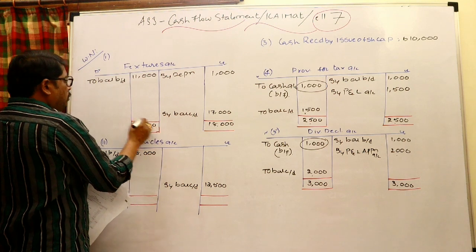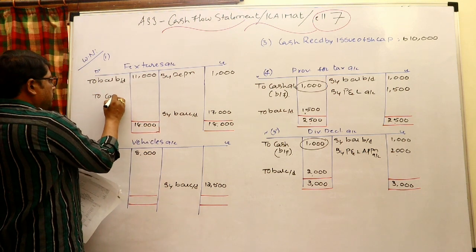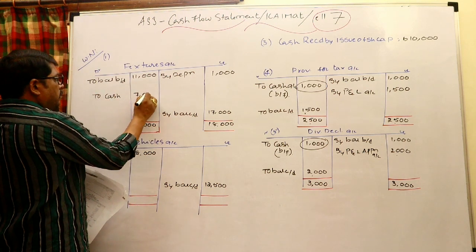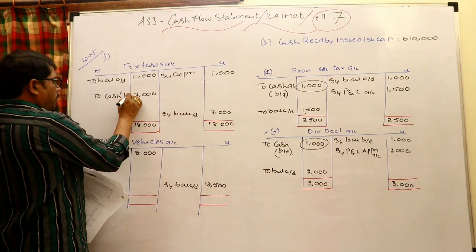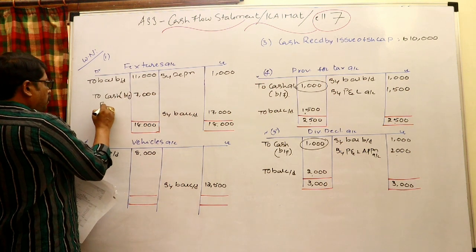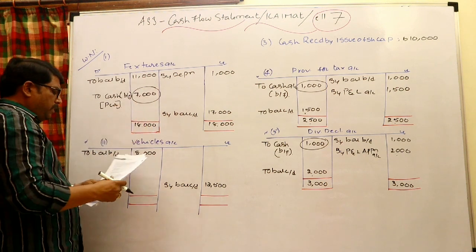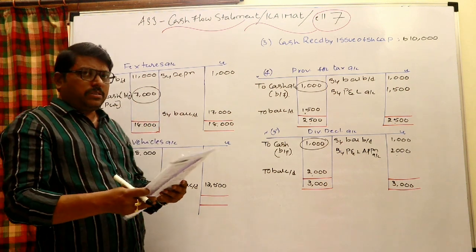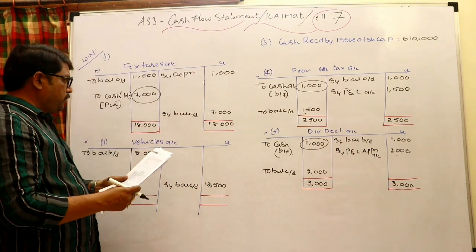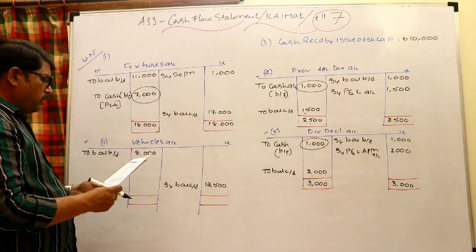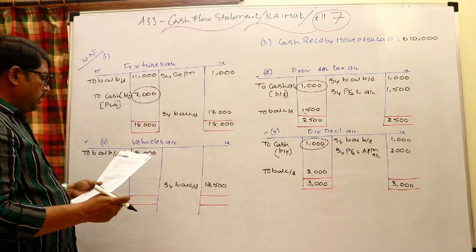18,000 to cash, 7,000 balancing figure, purchases. By the fixtures account we are able to know the value of fixtures purchased during this year. Come back to the vehicles, another asset account.